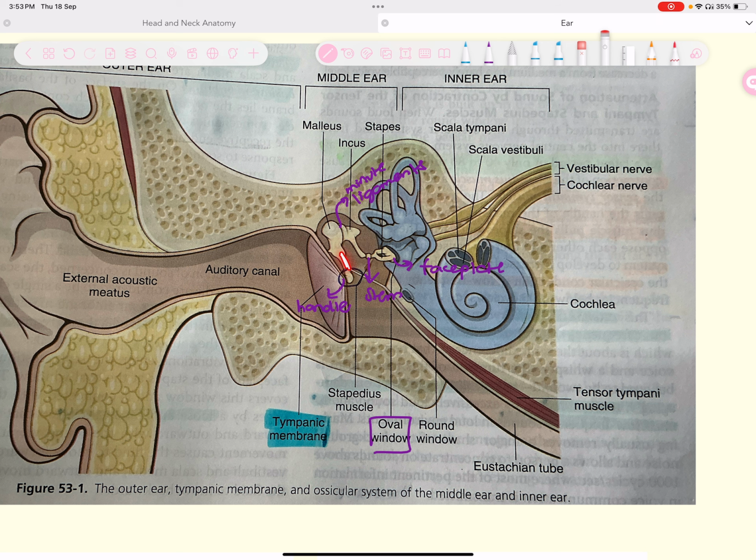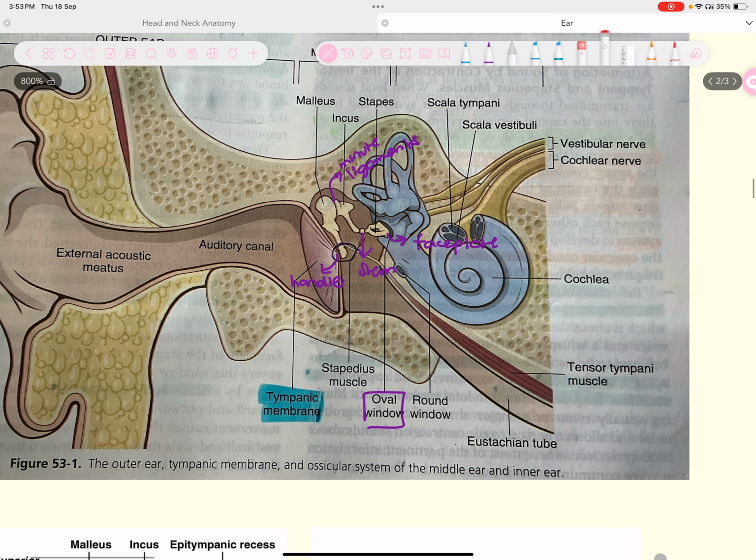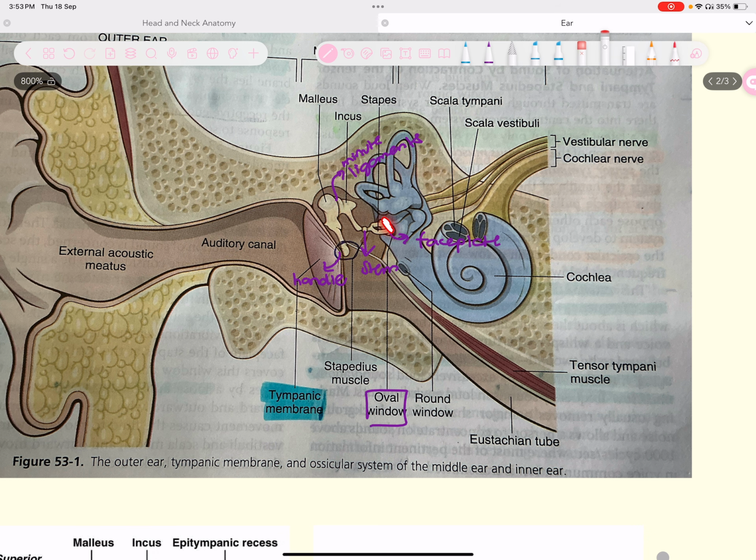right? The tensor tympani muscle. Similarly, there's a muscle at the stapes as well, which is called the stapedius muscle, which is the smallest muscle of our body. And here, at this point of articulation, you have a loose articular ligament, which is present here.